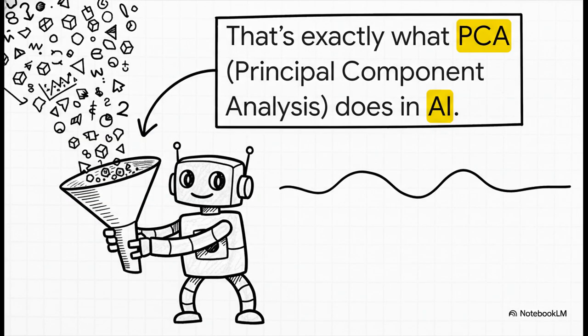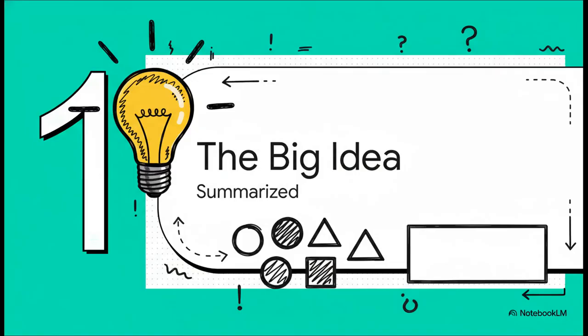And believe it or not, that is the perfect way to think about what we're talking about today. At its core, principal component analysis is just a fancy mathematical way for an AI to do that exact same thing, to summarize incredibly complex data. It finds the essence.